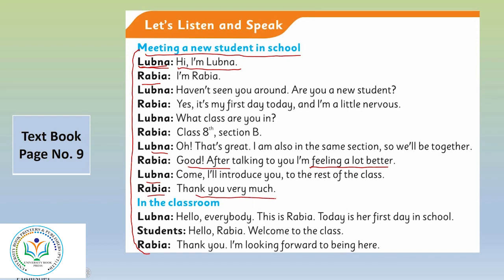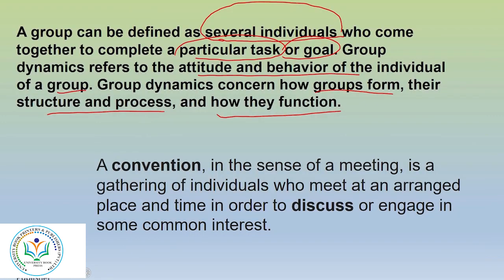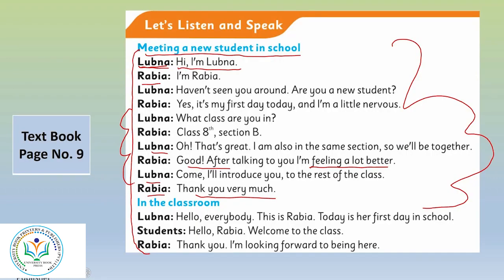If we see here, the purpose and the goal of this discussion was that Rabia was nervous in school on the first day and then Lubna saw her and invited her to the class and wanted to introduce her to the class. So the attitude and behavior of Lubna here was kind and friendly. She welcomed Rabia and wanted to introduce her to the other class. Now look at the convention. A convention in the sense of a meeting is a gathering of individuals who meet at an arranged place and time in order to discuss or engage in some common interest. Here, the common interest was to come to the school and join the class.